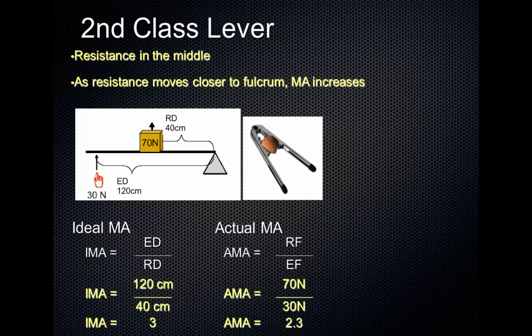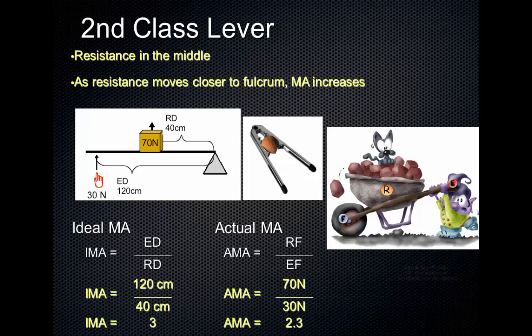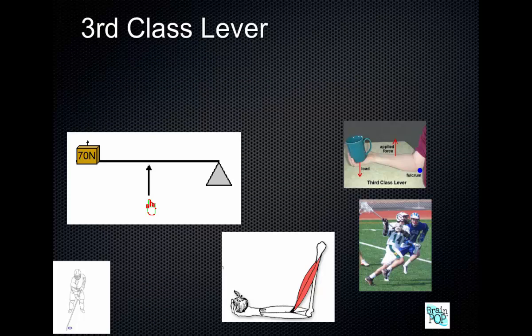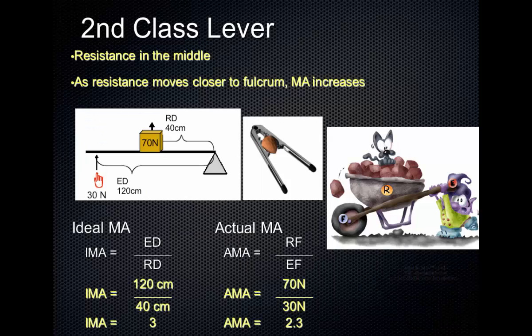All right, we got to finish. Don't put your stuff away. All right, the last lever is the third class lever. Oh, wheelbarrow also. Fulcrum is the wheel. Resistance is what you put in the wheelbarrow. Your effort's the handle. What is the answer?